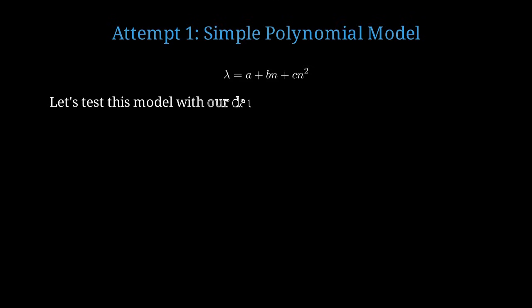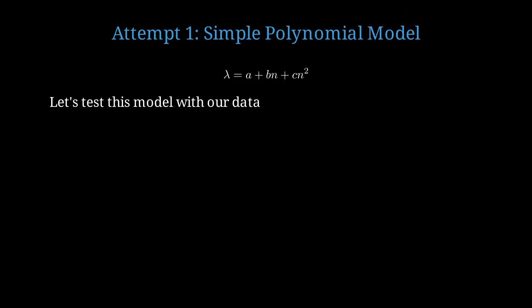The first natural approach was to try fitting these wavelengths with a simple polynomial. Maybe the wavelengths follow a pattern like a plus b times n plus c times n squared, where n is just 1, 2, 3, 4. Lambda equals a plus bn plus cn squared, where lambda is the wavelength and n is the line number. Let's see if this works.